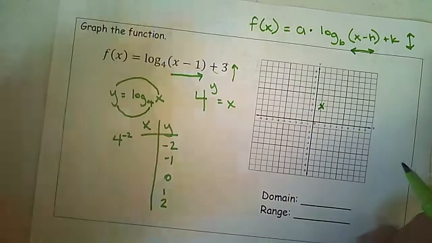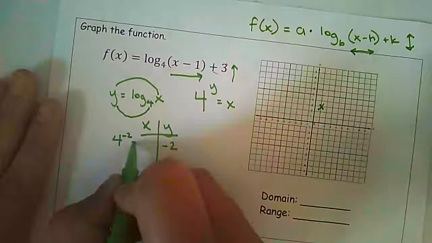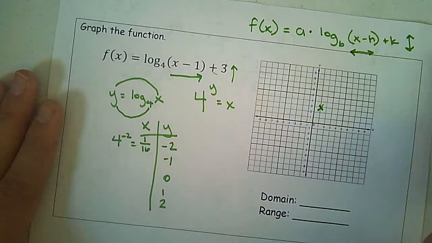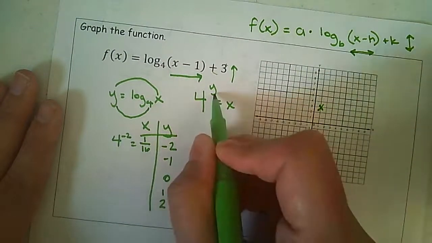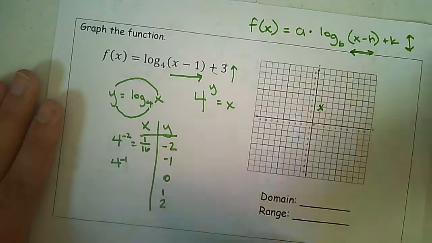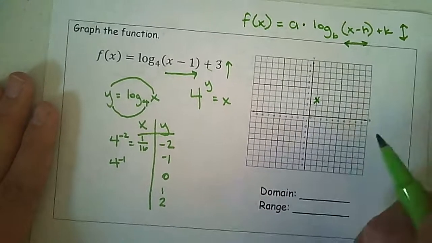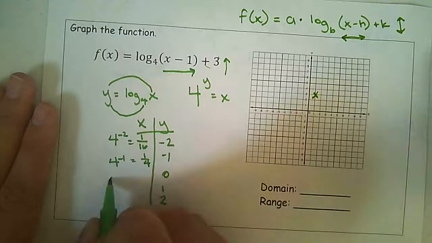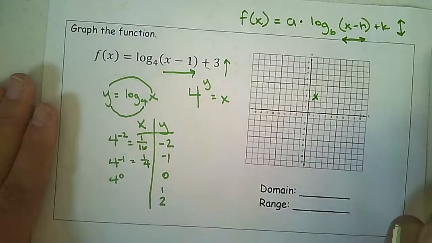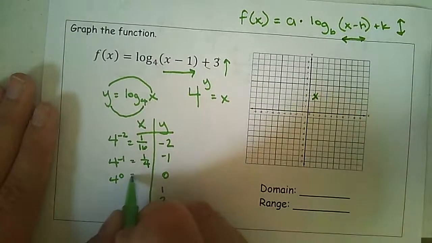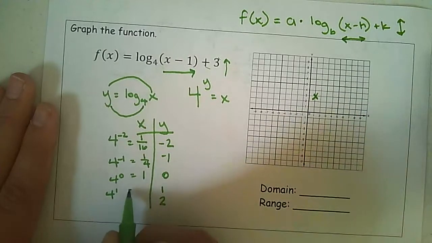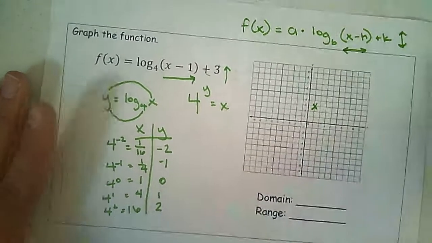Again, remember, negative exponents flip. So this is going to become a fraction, and it's going to become 1/16. Same thing, let's plug -1 in for y. It's going to flip and be 1/4. Plug in 0. We know anything to the power of 0 is just 1. 4 to the power of 1 is 4. And 4 squared is going to give me 16.